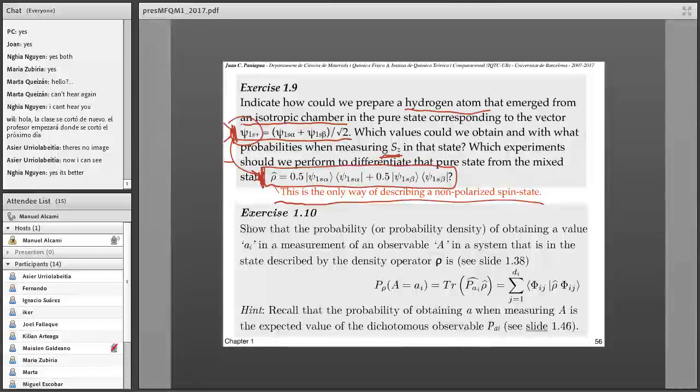by the way, this is the only way of describing a non-polarized spin state. In quantum optics, this is very important because most sources of light produce non-polarized photons, and non-polarized photons cannot be described as pure states. You always need the density operator formalism to represent this physical situation. The density operator formalism, in fact, is more general because with the same formalism you can describe pure and mixed states. And that's why it's so interesting. You do not have to use different tools for these two situations. And in some cases, of course, it is the only way of describing the physical system.